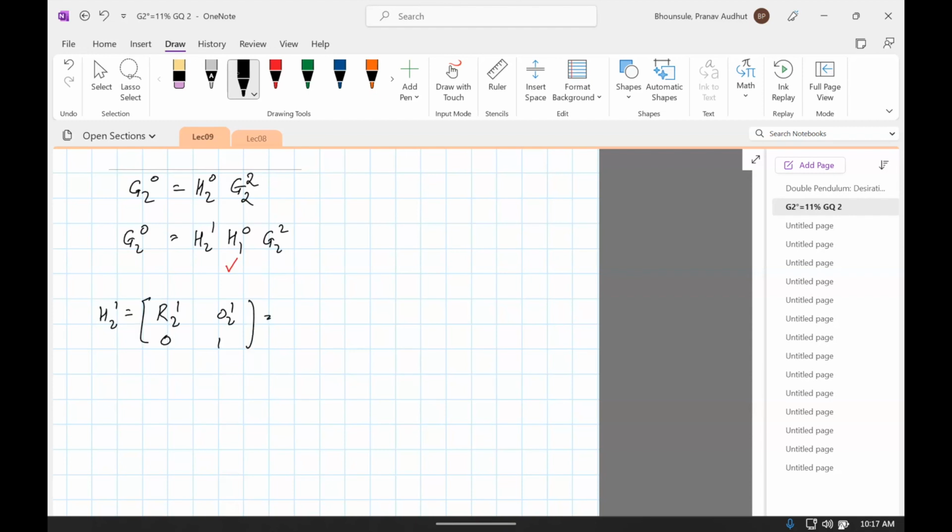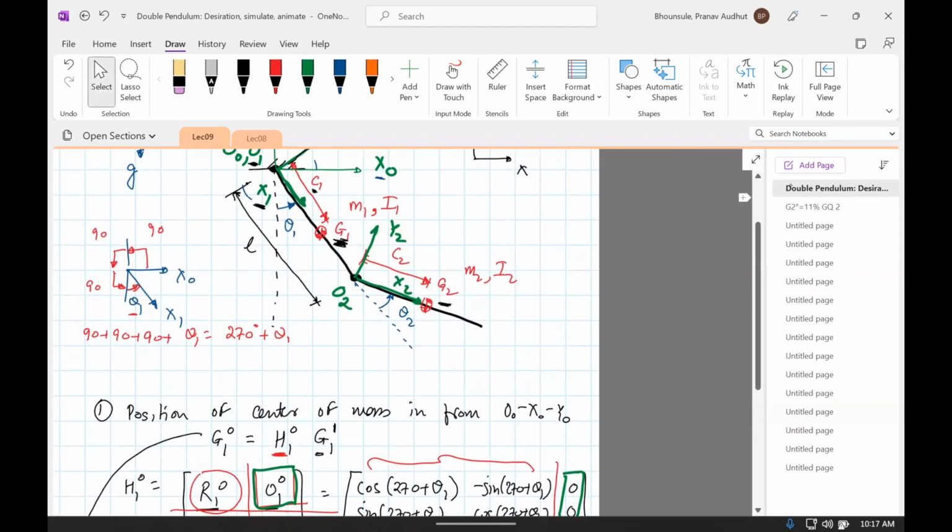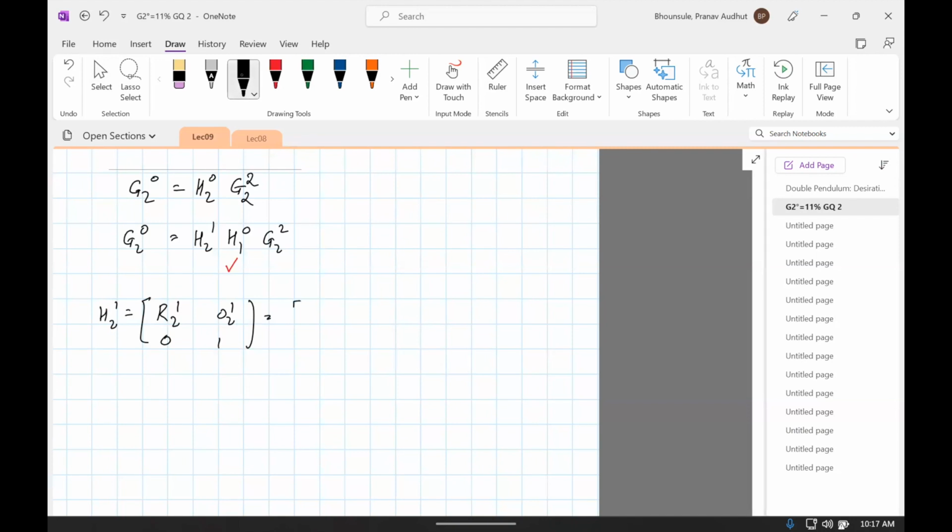Okay, it's R2 1. If you want to compute that, it's basically the angle between X1 axis and X2 axis. X1 is here. It's basically this. X2 is here. So the angle is theta 2. So all I need to do is use theta 2 in my formula: cosine theta 2, minus sine theta 2, 0. Okay, so that's R21.